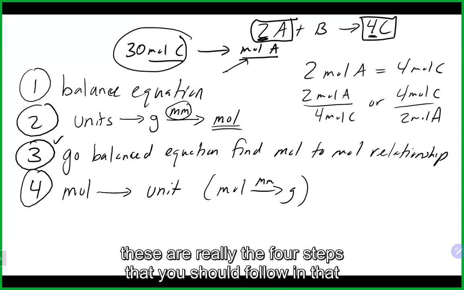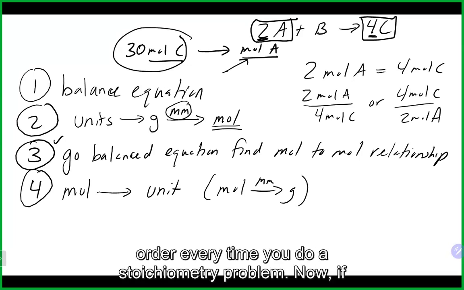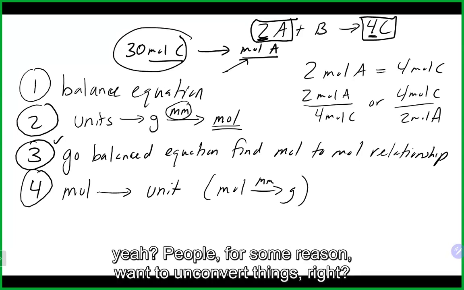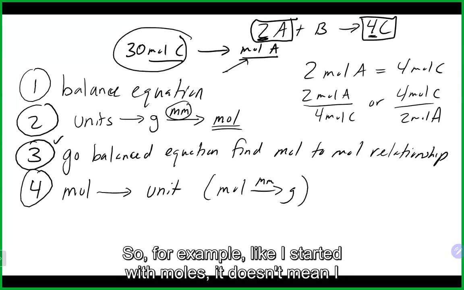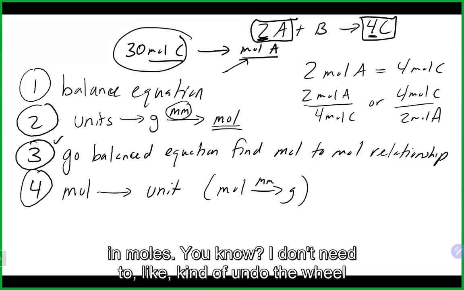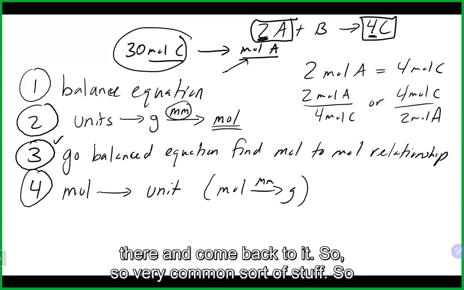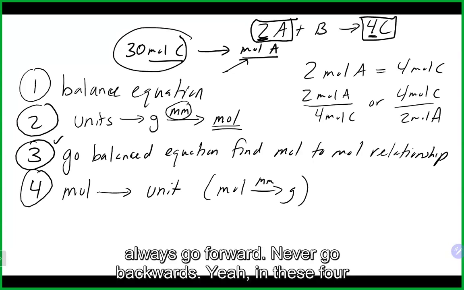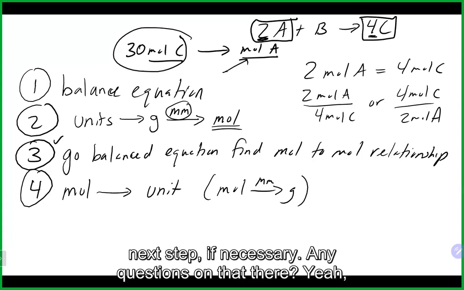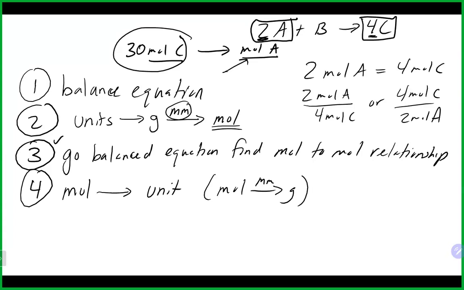So these are really the 4 steps that you should follow in that order every time you do a stoichiometry problem. Now, if something is done for you, just go forward, don't go backwards. People, for some reason, want to unconvert things. So, for example, if I started with moles, it doesn't mean I've got to take it back to grams just to go back to moles. It's already done for me. I could skip number 2. It's already in moles, so I don't need to undo the wheel and come back to it. So always go forward, never go backwards, in these 4 steps. And again, if something's done for you, just go to the next step if necessary. Any questions on that there?